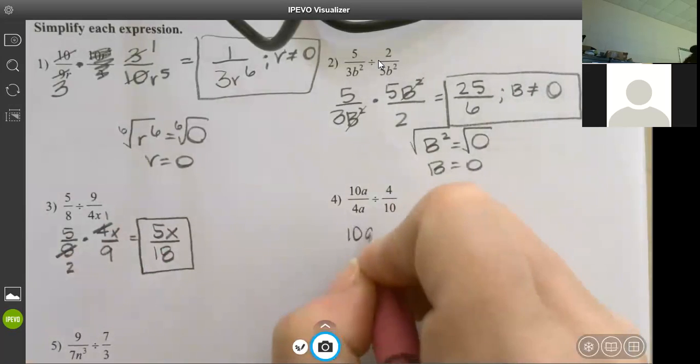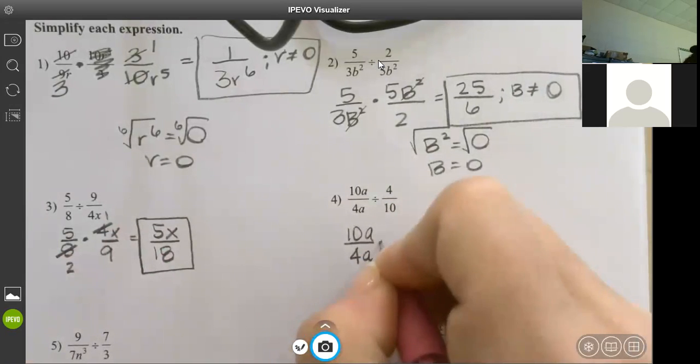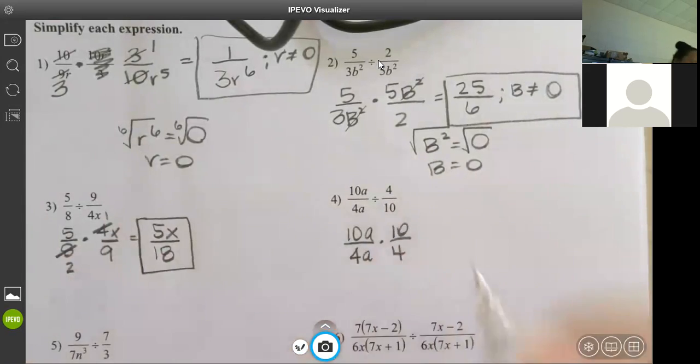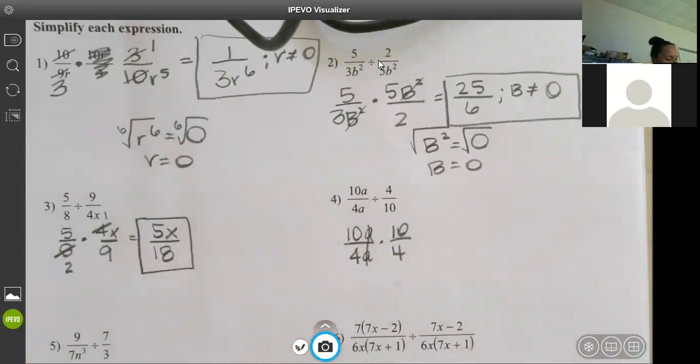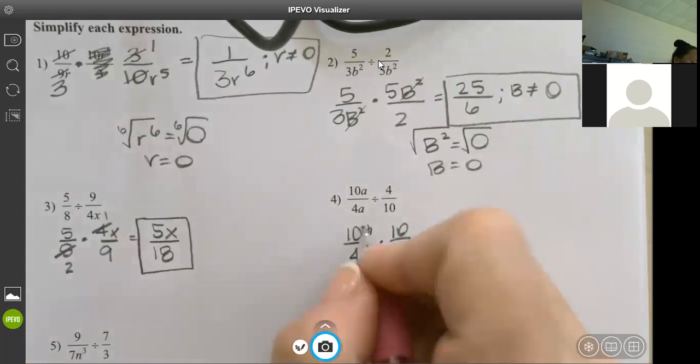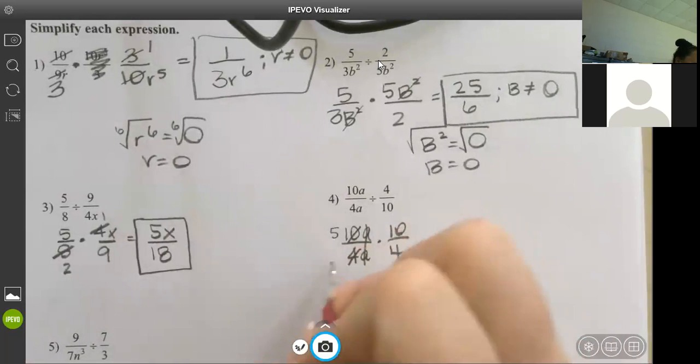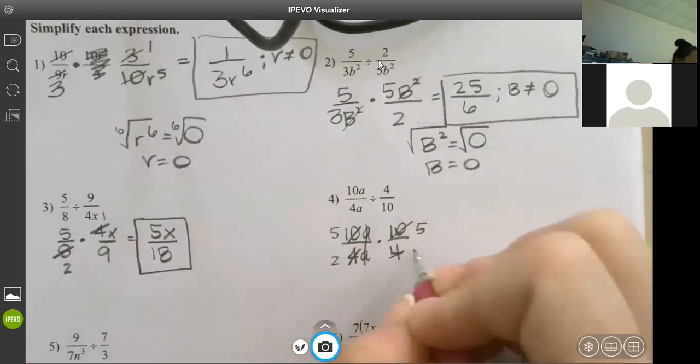So on the next one, 10a over 4a times 10 over 4. How can I reduce it? The a's will cancel out. That'll cause a point of discontinuity. That'll cause a hole. What else can I do? 2 more things. They both are divisible by 2, which changes to a 5 and a 2. And the same thing on this one, changes to a 5 and a 2.